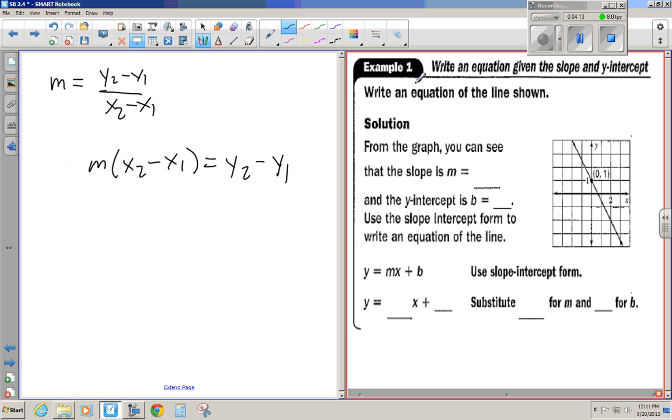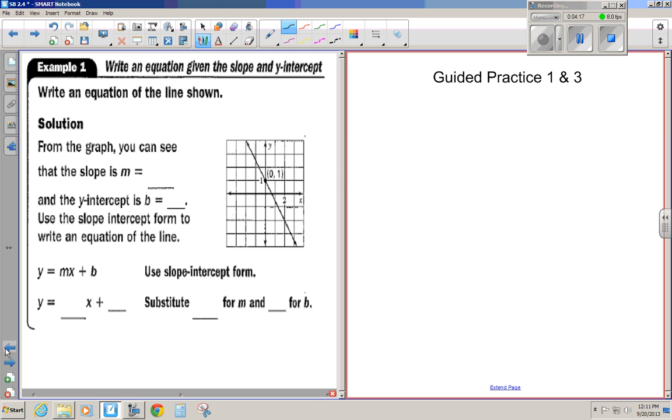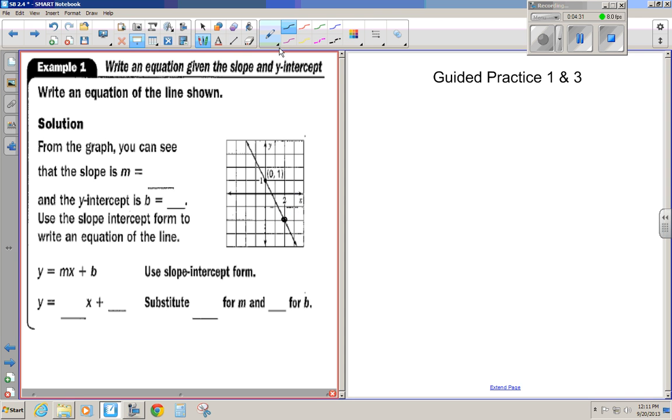All right, so let's check it out. Write an equation of the line. So from the graph, you can see that the slope of this is m equals some number. Well, we can't just look at this and see. We need to put a second point on here. Here's a second point. There's one point. Second point goes right through the crosshairs.